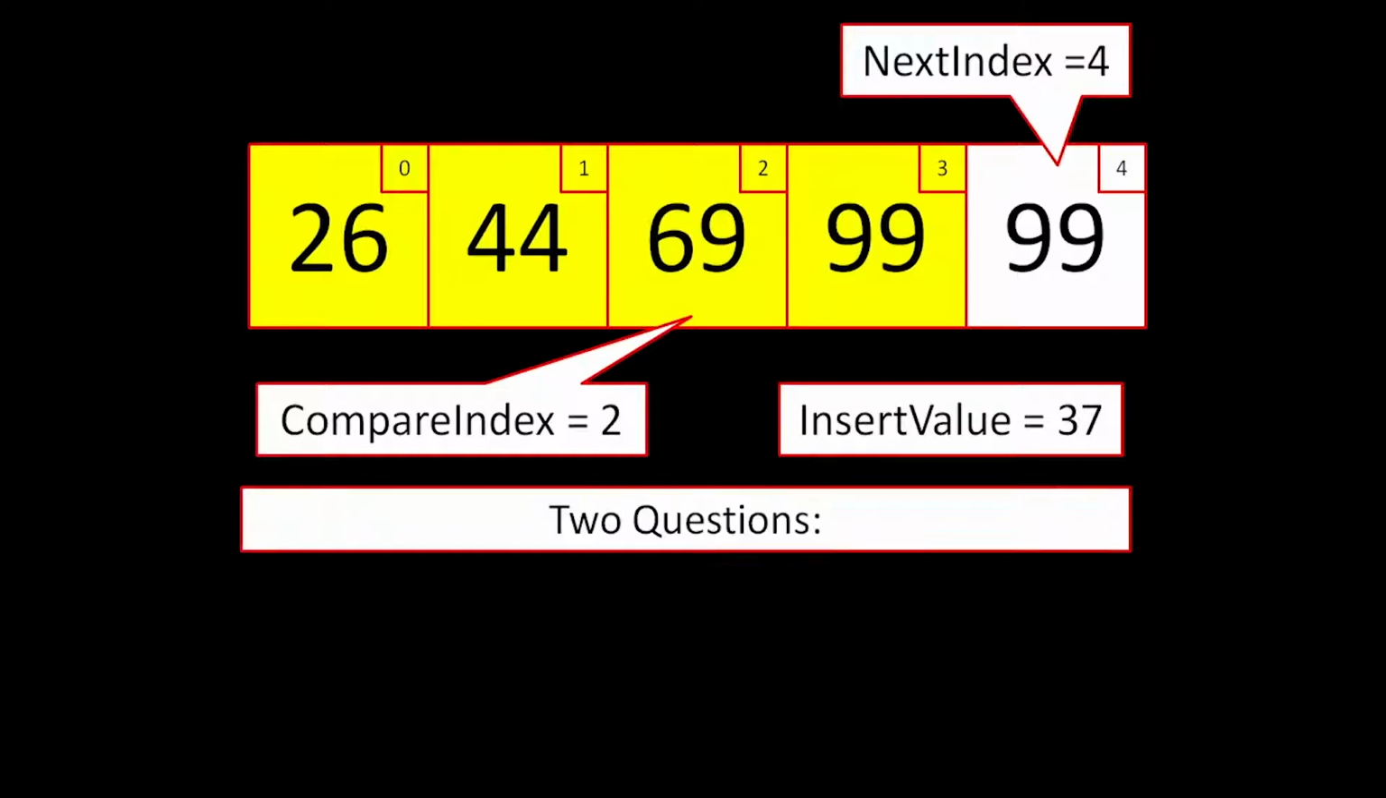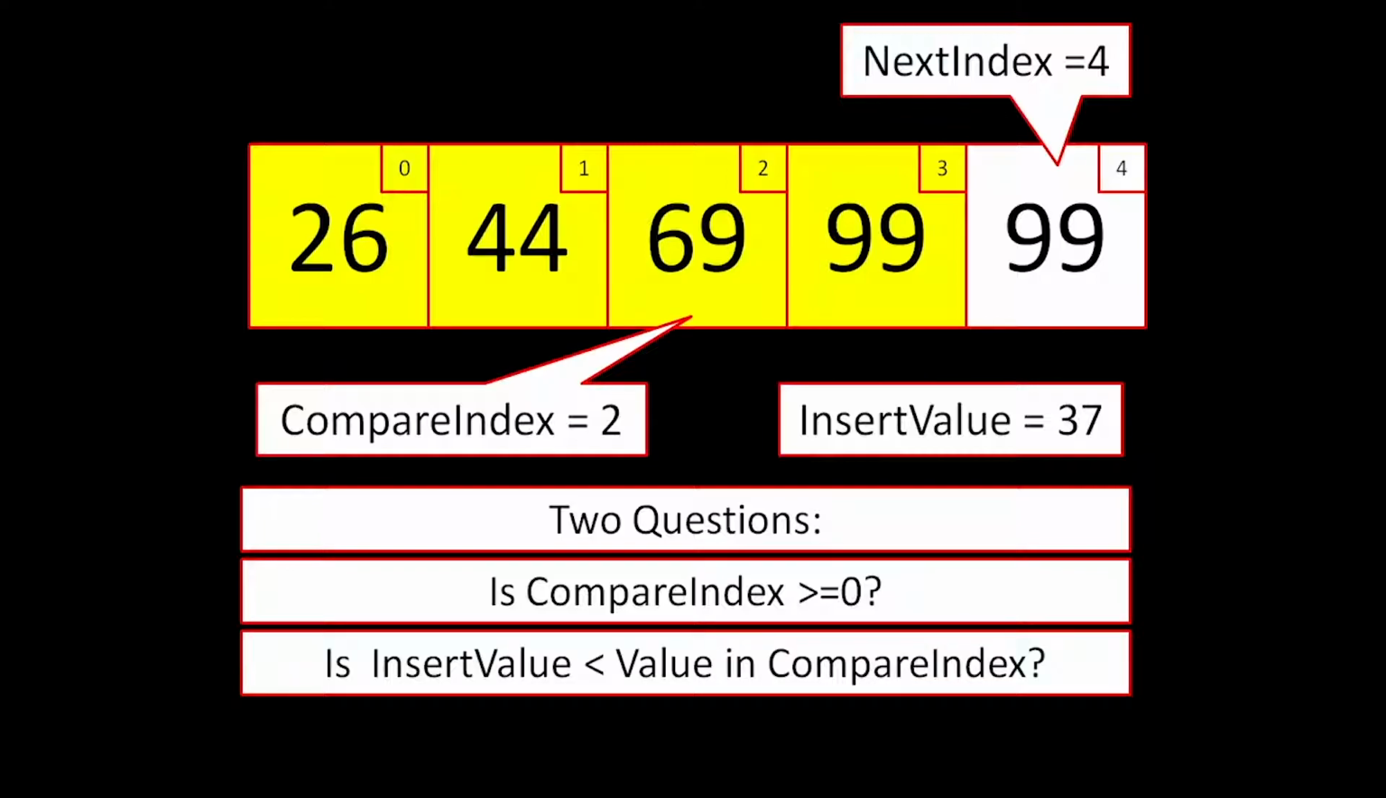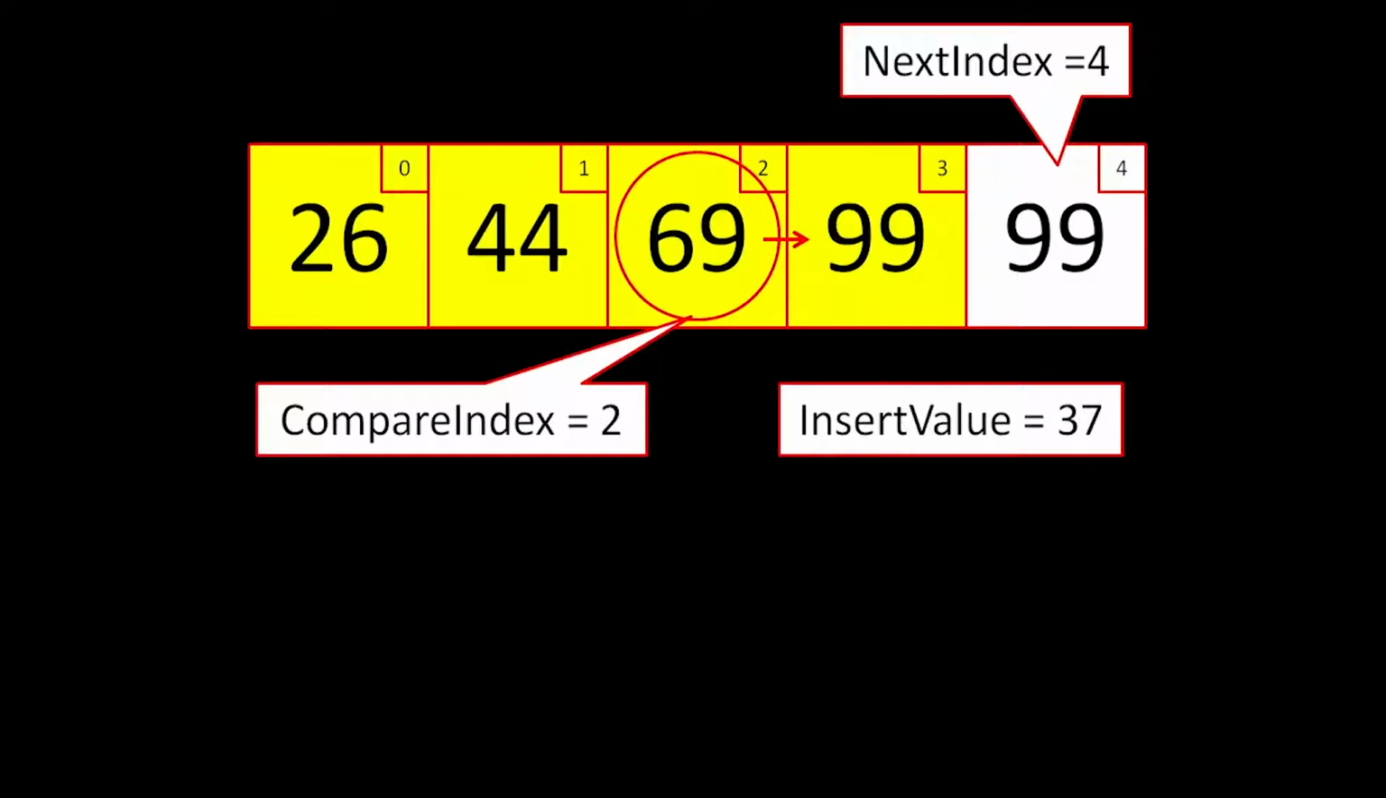We will decrease the value of compare index by 1. Now we will ask our two questions again. Is compare index greater than or equal to 0? Here, compare index is equal to 2, and 2 is greater than 0, so the answer is yes. The second question, is insert value less than the value in compare index, is also true. If we look at insert value, this is the value 37. We want to know, is 37 less than 69? Again, this is true, so we will copy the value of compare index into the value of compare index plus 1.